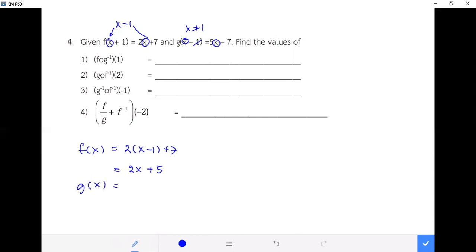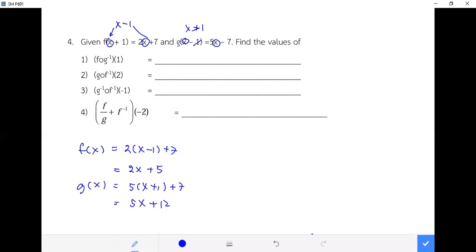gx is going to be 5 times x plus 1 plus 7, 5x plus 12. Okay, finish now. First step, you want to find f or g inverse of 1, right? Then find g inverse, x inverse, okay? Find g inverse, x inverse, okay?